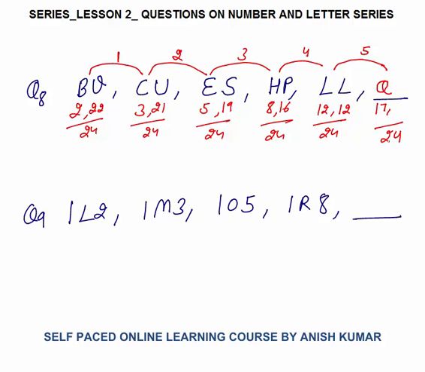Now the sum should be how much? The sum should be 24. This is 7. 17 plus 7 makes it 24. Now what is 7? 7 means G. So the answer would be QG.